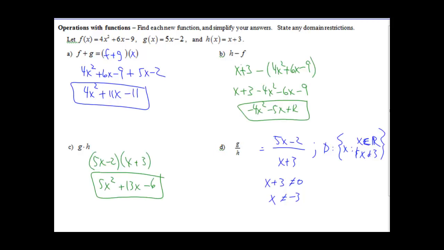Welcome back. If you look at B, make sure you distribute that negative through. So that's why I put the parentheses. Distribute the negative through each term, so all three. And you should get negative 4x squared minus 5x plus 12. Okay. And C goes back to taking two binomials, multiplying them together, so 5x squared plus 13x minus 6. Notice A, B, C do not have radicals. They do not have denominator, so there is no restrictions on there. And G does have a denominator, so we stated the restriction there.